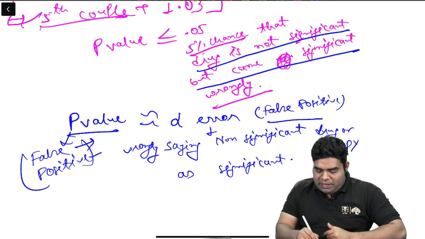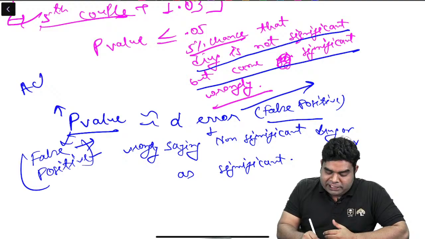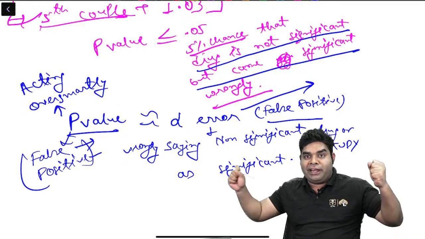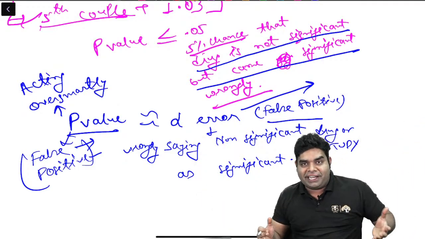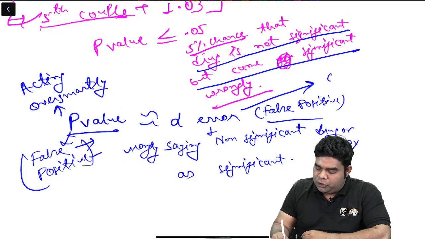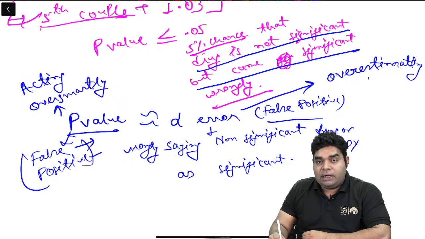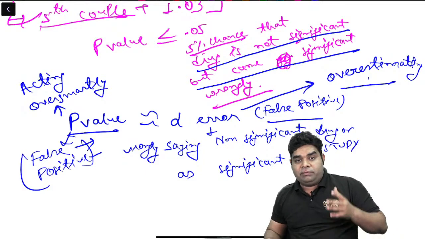So in a broader way, both p-value and alpha error mean acting overly smart. When you try to fool people, when you try to say that your drug is magical when it is not magical, that is alpha error. When you are acting overly smart, or when you are overestimating things, that is alpha error, that is p-value.